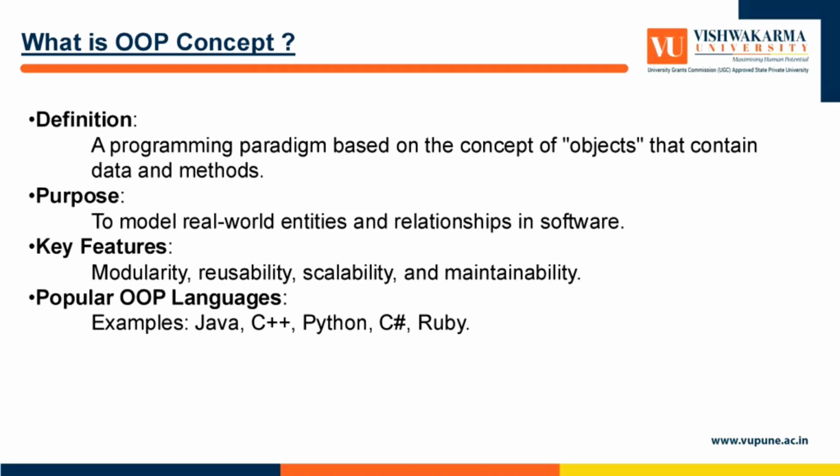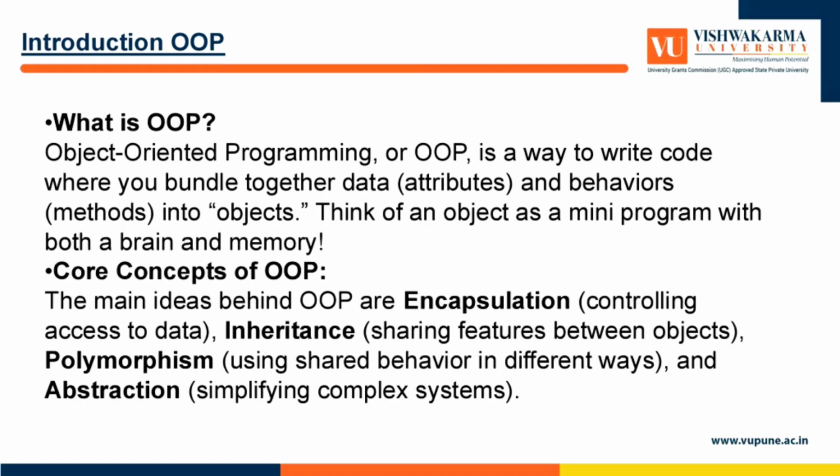Here is the definition of object-oriented programming: a programming approach based on the concept of objects that contain data and methods. Purpose of object-oriented programming: to model real-world entities and relationships in software. Key features are modularity, reusability, scalability, and maintainability. Popular OOPS language examples are Java, C++, Python, C#, Ruby. Now we introduced what is OOP.